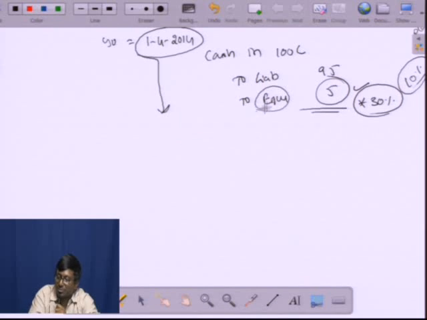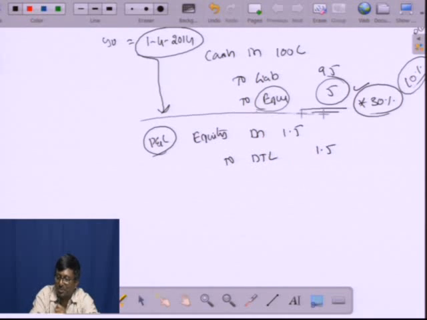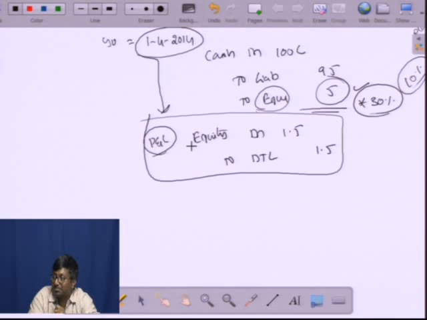P&L means equity only, no? Anyhow, understood? That means equity account debit. Equity is nothing but P&L. I told you, P&L and all reserves form part of equity. Debit 1.5, to DTL, deferred tax liability, 1.5. This is going to be reversed over a period of 3 years or not?